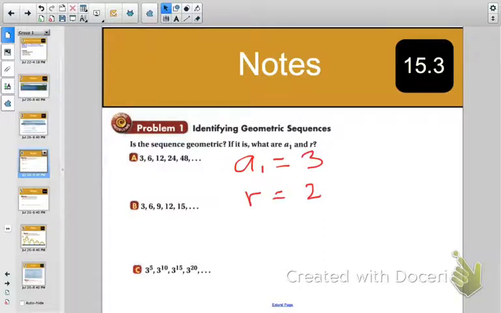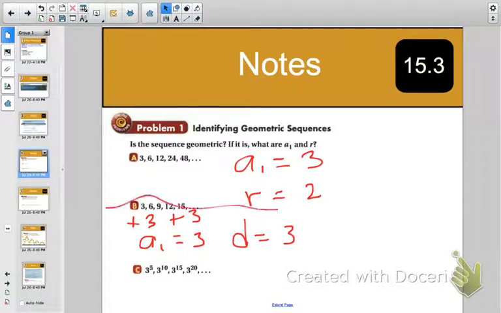3, 6, 9, 12, 15. Now this one is just adding 3. So this one's actually arithmetic. So this one you could say your first term is 3, and your common difference, not ratio, is 3. But that's not geometric. That was an arithmetic.